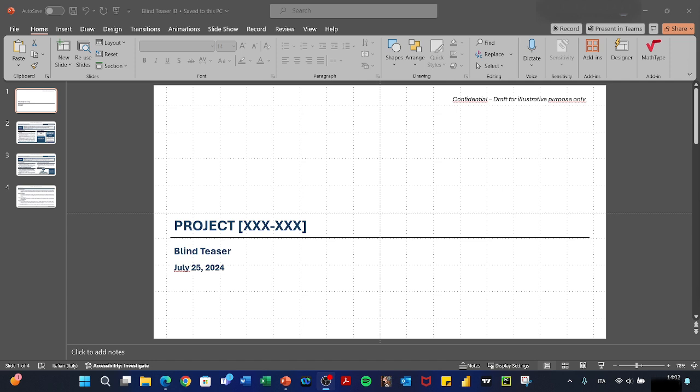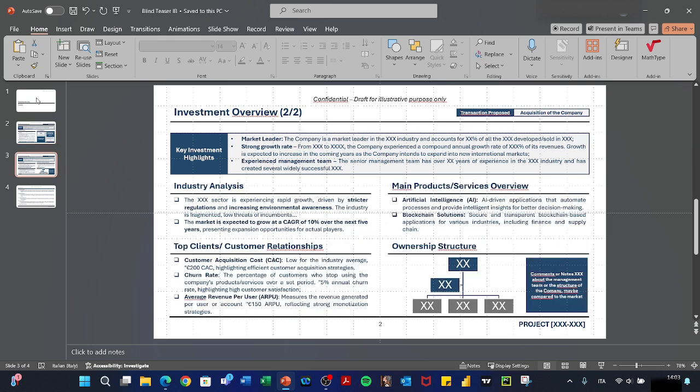So the blind teaser is generally a 2-page document. And obviously it is blind, which means that it doesn't show the name of the company that we want to sell or buy, and it depends on the perspective. So let's jump into what the final blind teaser looks like.